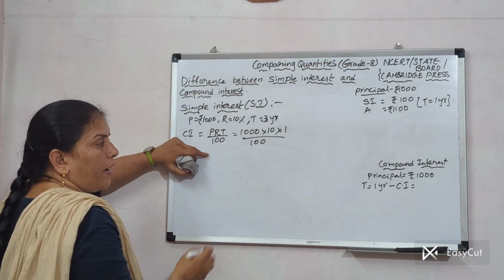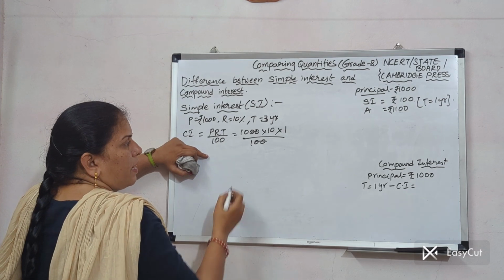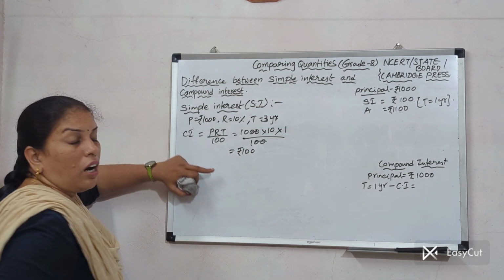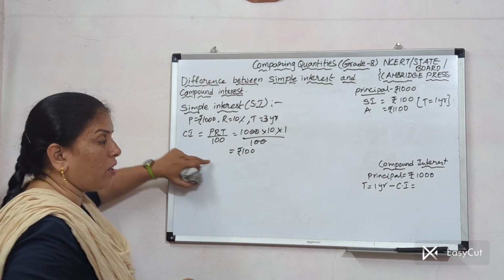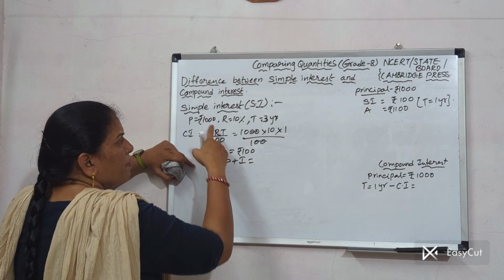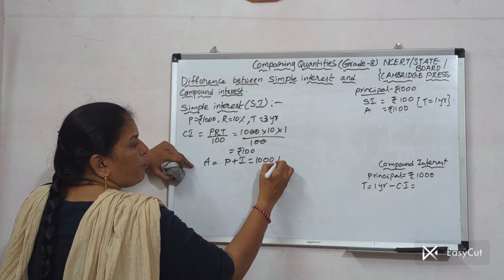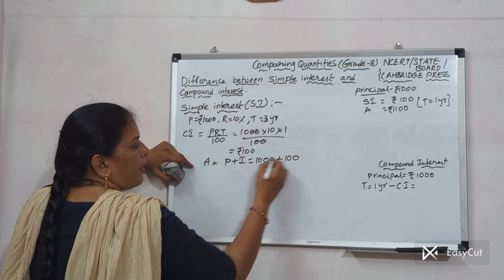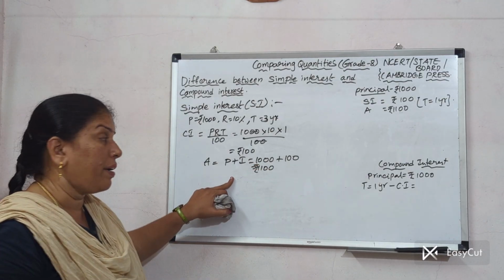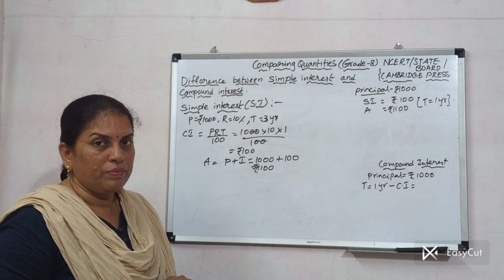Okay, 2 zeros cancel. So 10 times 10 is 100 rupees. So how much interest did I get? 100 rupees I got. Amount is equal to principal plus interest. Principal means how much? 1000 plus interest, how much? 100, is equal to 1100 rupees. This is compound interest for 1 year only.